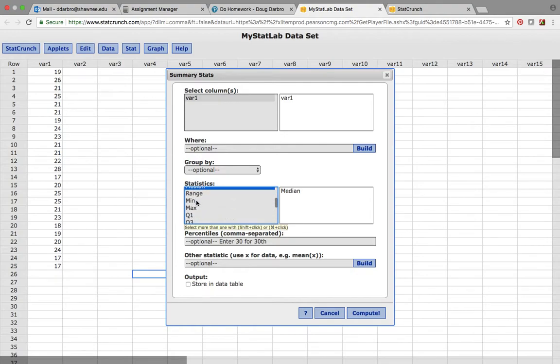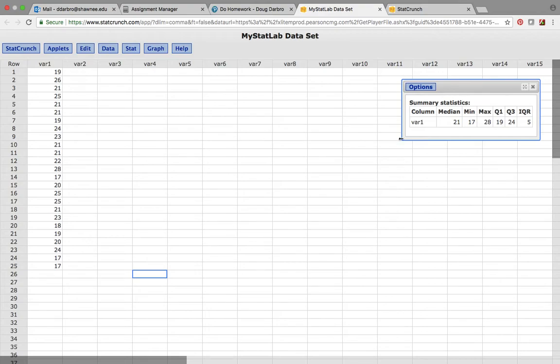I know I need the minimum, the maximum, Q1, and Q3. I've already looked ahead and seen that it also wants us to do the IQR. So I've already gone ahead and read the question, so I know what I need to select when I get here. So let's go ahead and go compute.